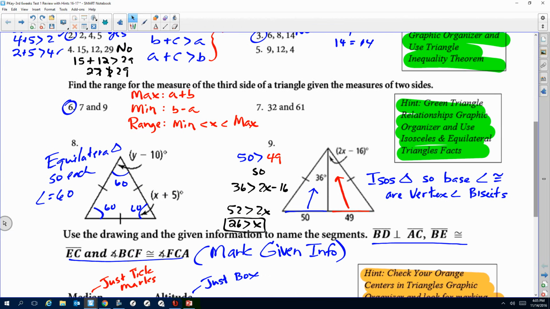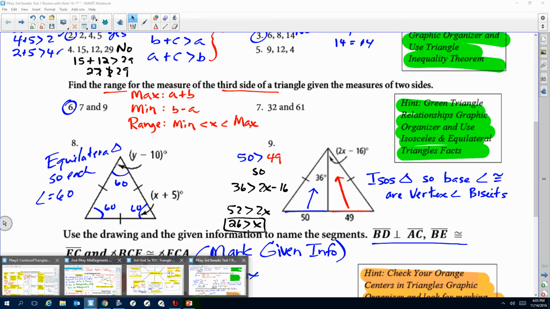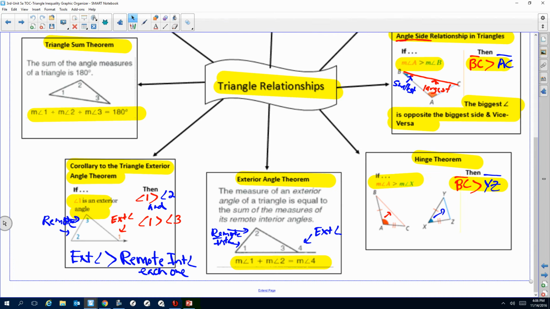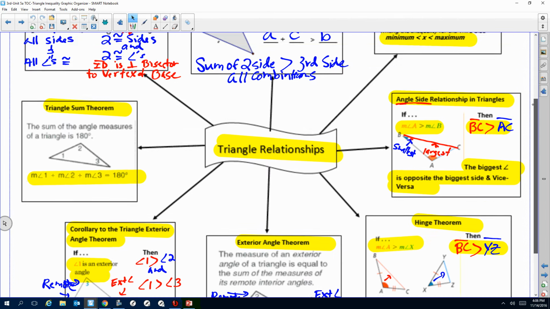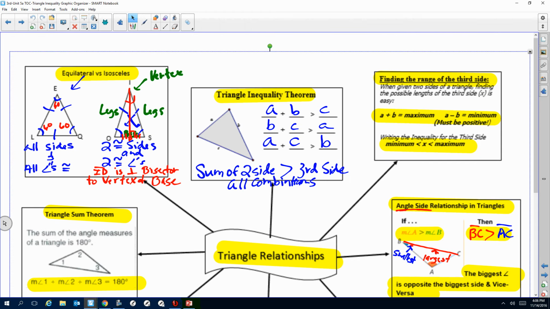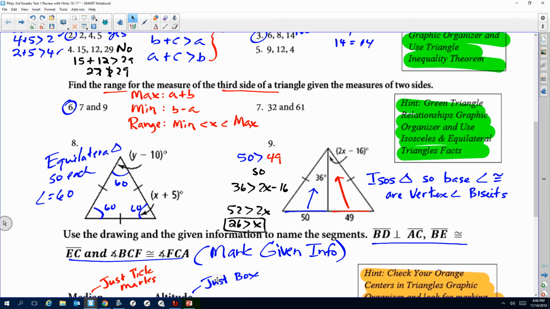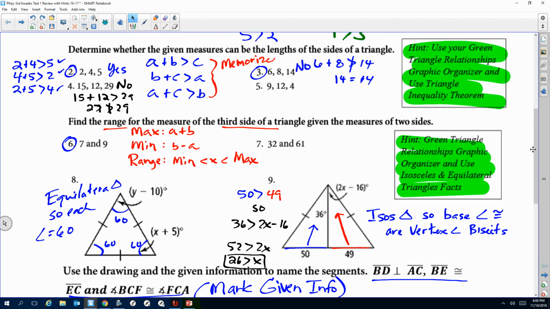All right, then to find the range. This was on our inequality triangle relationships graphic organizer, finding the range of the third side. We're still staying on our green. Up here, it says finding the range of the third side. What I have highlighted is what you need to memorize, and in case you don't have this item, I have it as notes on our review. So in red, here, make sure you can do the max, that's adding the 2, and the minimum, subtracting the 2. The range is from the minimum to the max.